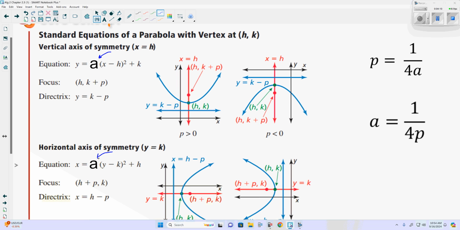A is equal to 1 over 4p. P is equal to 1 over 4a. A is equal to 1 over 4p. These are nice. These are going to be helpful, and we'll see how they work in a minute, because what we're talking about today are different parts of a parabola. There are 4 main things we're going to be finding or getting from the equation.